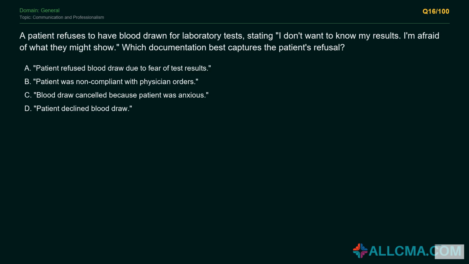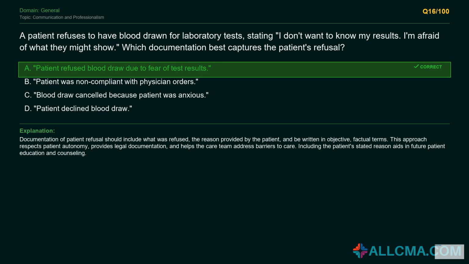Option A. Patient refused blood draw due to fear of test results. Option B. Patient was non-compliant with physician orders. Option C. Blood draw canceled because patient was anxious. Option D. Patient declined blood draw. The correct answer is A.